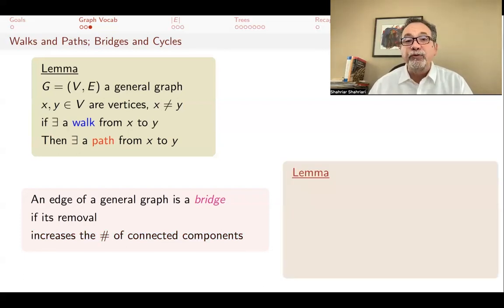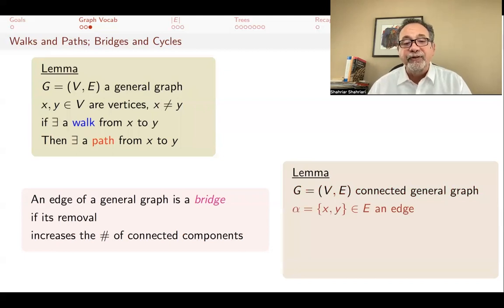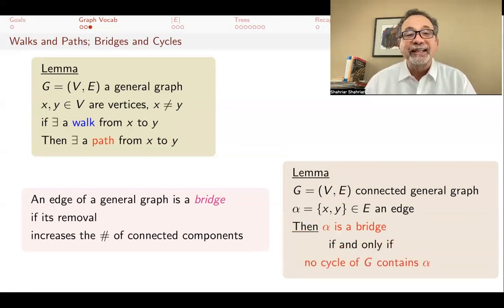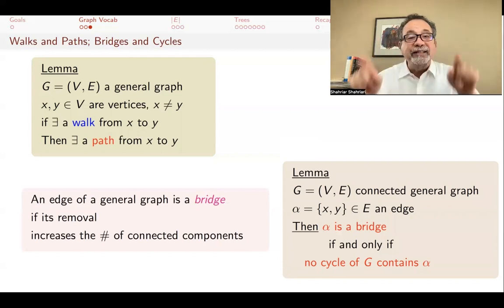And a lemma that we proved about this in a previous video is that if you have a connected general graph and you have some edge alpha, which is again a pair of vertices, then this edge is a bridge if and only if no cycle contains alpha. So if you're a bridge, you can't be on a cycle, basically because if you're on a cycle, then there's another way other than that edge to go from one end to the other, and therefore removing that edge is not going to disconnect the graph or increase the number of connected components.